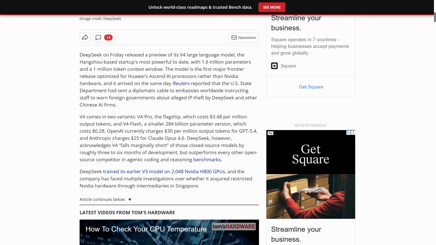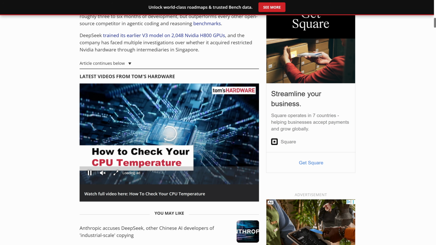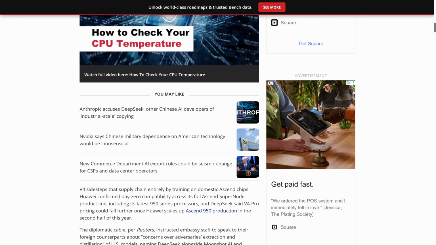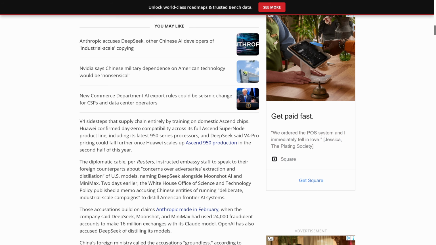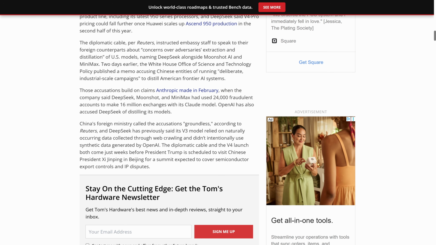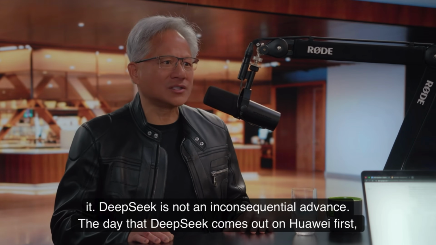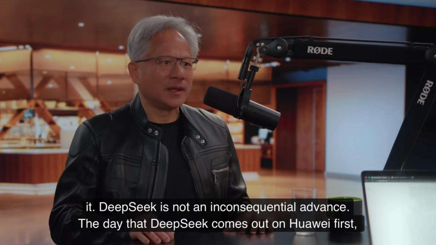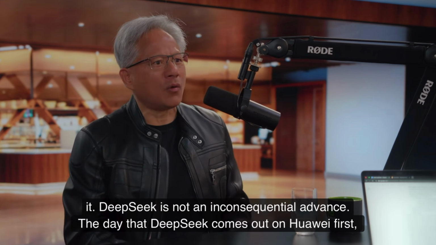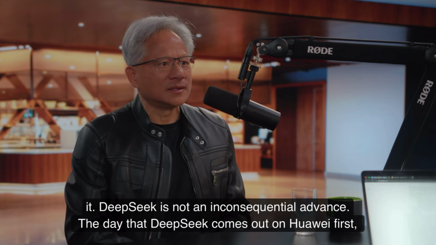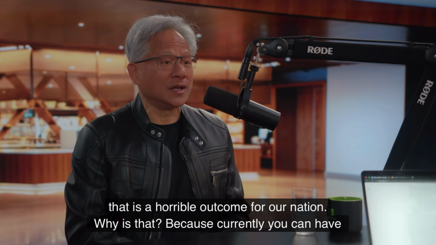The United States has spent years enforcing export controls designed to block China's access to advanced AI training hardware, particularly NVIDIA's high-end GPUs. The strategy rests on a single premise: limit chip access, limit frontier AI development. V4's Huawei optimization puts direct pressure on that premise. NVIDIA CEO Jensen Huang has said plainly what is at stake. His words: "The day that DeepSeek comes out on Huawei first, that is a horrible outcome for the US."